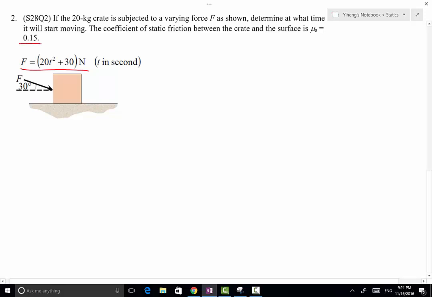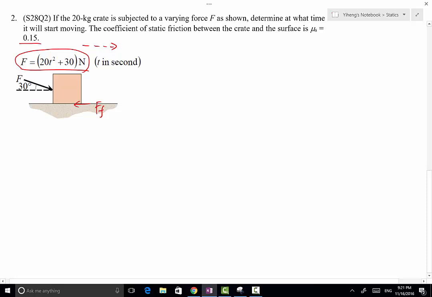So let's think about this situation. Initially, let's assume that this applied force is not big enough to cause this box to move. So initially, the frictional force developed is able to keep up with this increasing applied force. So the frictional force prevents the box from moving. Because the impending motion is to the right, the frictional force is going to be to the left.